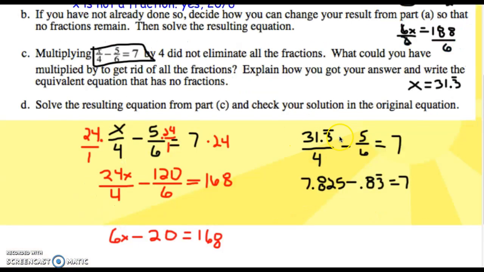So x is 31.3 repeating, and then I did the math, 31.3 repeating divided by 4, so I can't do it exact, but it's about 7.825 minus 5/6, which is the same as 0.83 repeating, equals 7. So you see 0.825 is about 0.83 repeating, and that's what it would be if I was able to do the repeating on my calculator. So this does equal 7, about 7.